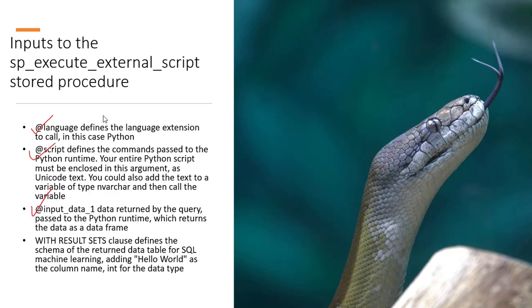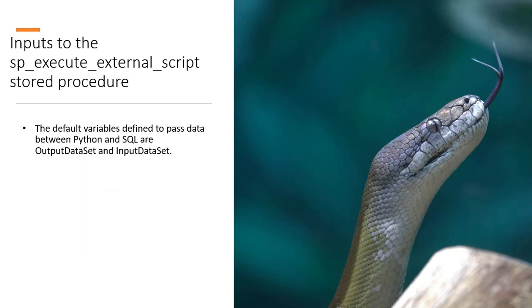@input_data_1 is returned by the query and passed to the Python runtime. So the select from where query is going to be in the @input_data_1 variable. The WITH RESULT SETS clause defines the schema of the return table for machine learning. And in essence, it gives us those column titles at this point. And the default variables defined to pass data between Python and SQL are OutputDataSet and InputDataSet.